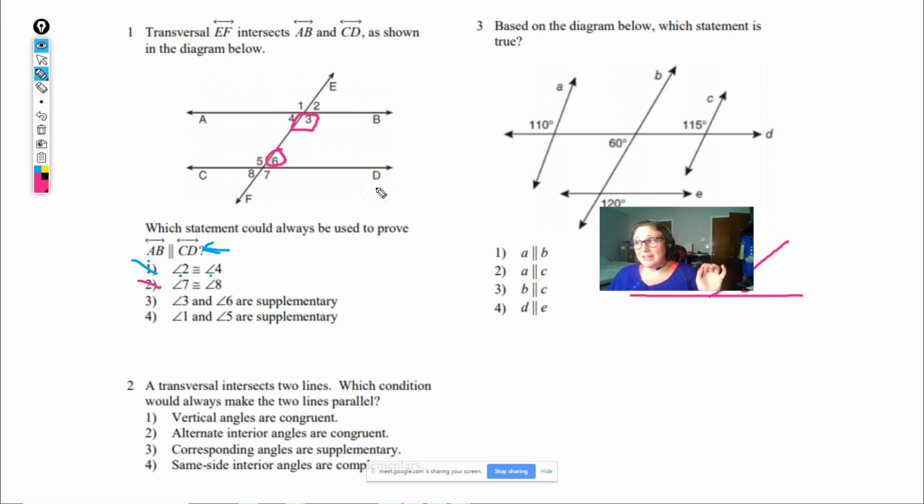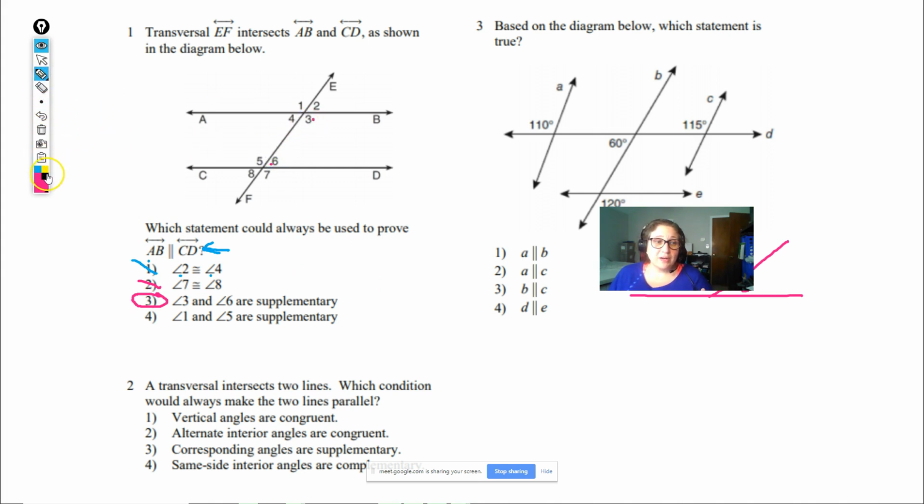That is actually not one of our AKS, but that is true. That's the day that I did the stutter on purpose where I was like, same side supplementary. These are same side interior angles, same side supplementary. So since I have same side supplementary, I know that choice 3 is the correct answer.